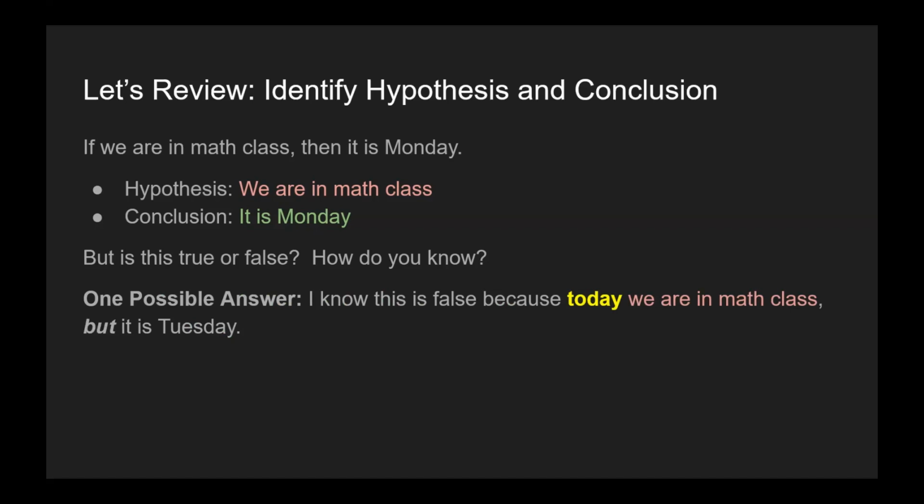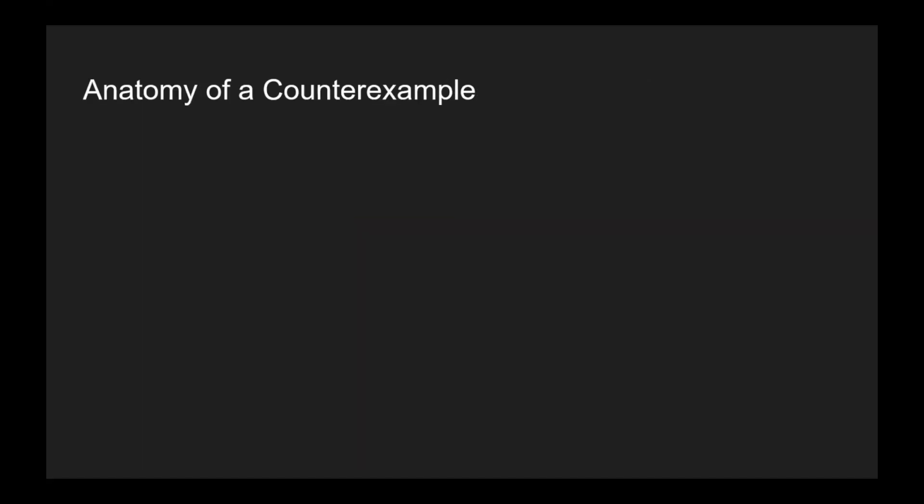Then we said, but, and that but is very important. It is Tuesday. So our original conclusion was it is Monday. In our example here, we're saying it is Tuesday. Monday and Tuesday are different days, so if we're saying that it's Tuesday, that means that it's not Monday. This is called a counterexample. A counterexample is how you show that a conditional statement is false.